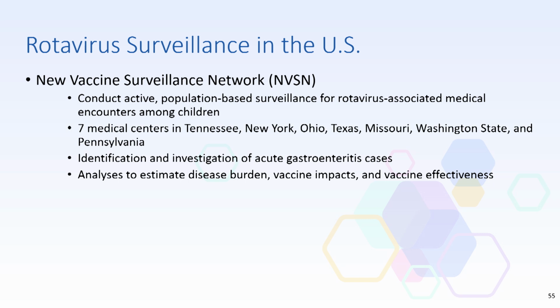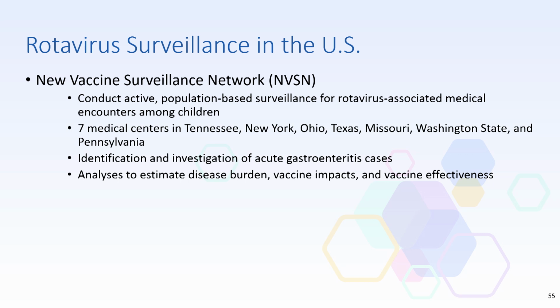In the United States, rotavirus surveillance is conducted in several ways. The New Vaccine Surveillance Network, known as NVSN, conducts active population-based surveillance for rotavirus-associated hospitalizations and emergency room visits among children. NVSN commenced rotavirus surveillance during the 2006 rotavirus season with 3 original sites. The network now includes 7 surveillance sites at medical centers located in Tennessee, New York, Ohio, Texas, Kansas, Washington, and Pennsylvania.